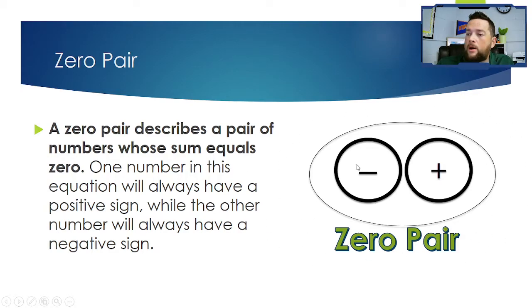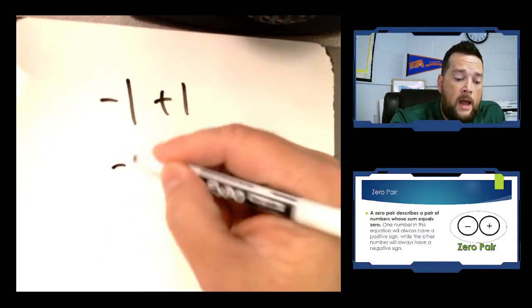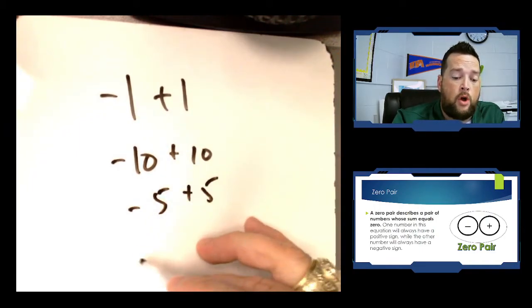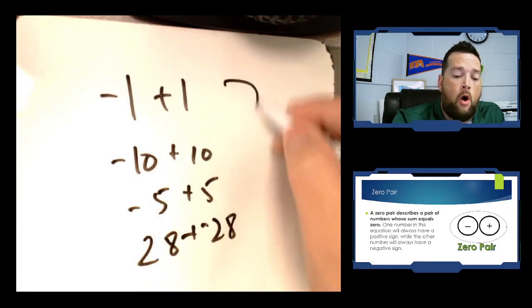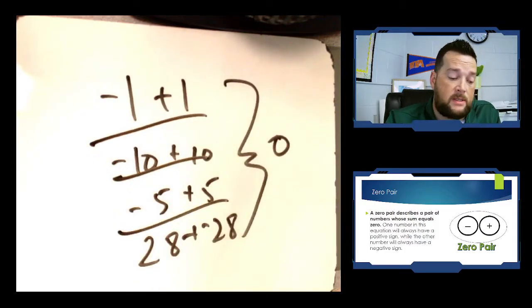We have to teach this concept of a zero pair, all right? A zero pair describes a pair of numbers whose sum equals 0. So a zero pair is two different numbers that when you add them together, their answer is 0. And the only two numbers that you can add together and equal 0 are opposites, like -1 plus +1, all right? That's a zero pair. Or -10 plus +10, or -5 plus +5, or 28 plus -28. All of these equal 0, and so all of these would be considered zero pairs, all right?